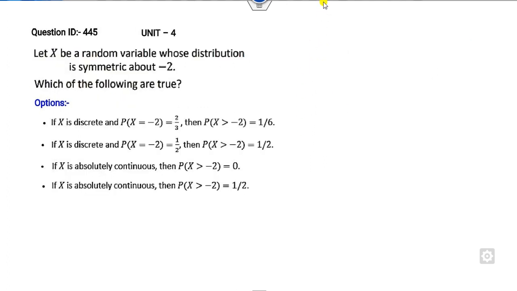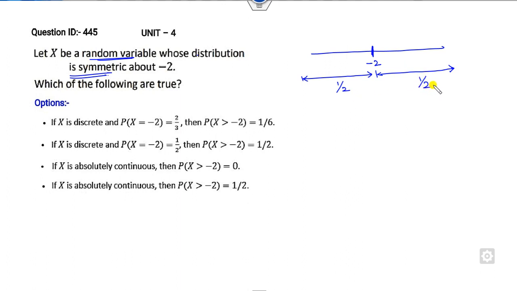Okay, so the next one is a very trivial question. What is given to you? X is a random variable whose distribution is symmetric. What is the meaning of symmetric? It means this is my minus 2. On the left hand side and on the right hand side the area is the same, because the total area is 1, so we get this.